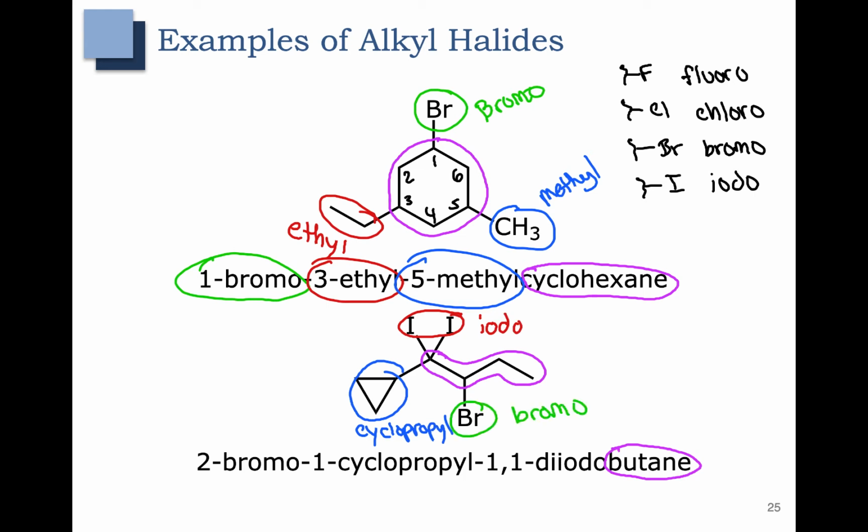Numbering from the left, that gives us 2-bromo, because B comes first alphabetically, then the 1-cyclopropyl, because C for cyclopropyl comes next alphabetically, and the 2 iodo groups become 1,1-diiodo. That's because they're both on carbon 1.